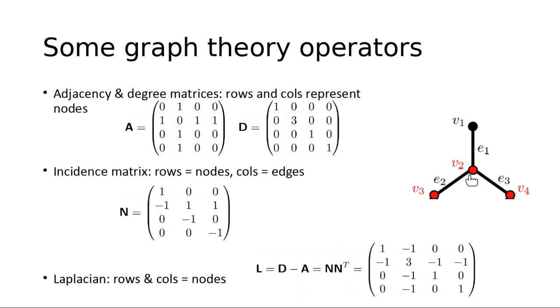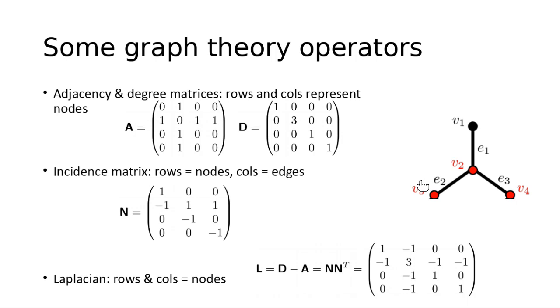You see node 2 has 3 connections, so it has a 3 in the degree matrix, and it has 3 1s for node 1, 3, and 4 in the adjacency matrix. The incidence matrix is slightly different. Each row now represents a node again, so there's 4 rows, and each column represents an edge. In this case, there's 3 edges, and each column has a 1 for the node in and a -1 for the node out. So this is where the directionality comes in. The node in is node 1 and the node out is V2.